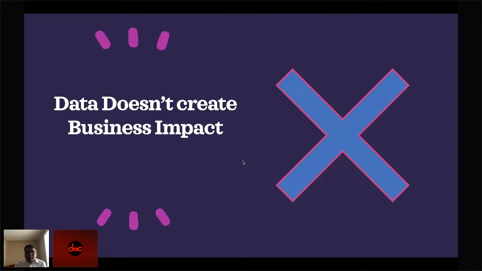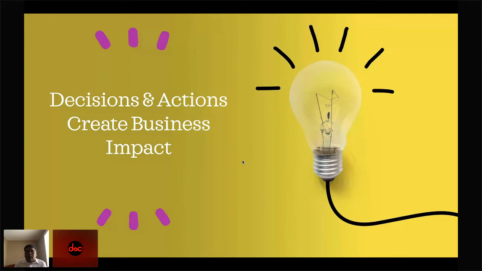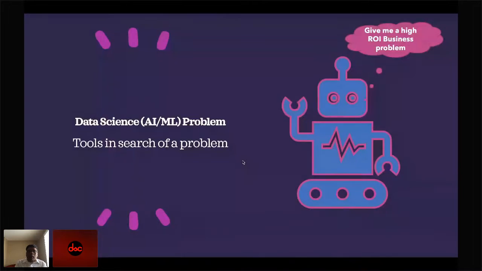The first thing that I would like to state is that data alone cannot create any kind of business impact, but actions and decisions can. AI and ML is more like a tool in search of a problem. All the data science teams are looking for is, give me a business problem where I can implement an AI and ML solution. So we always have a tool, the AI and ML toolkit, and the question is how do I apply it to a business problem? Today's discussion is about how we go about doing that.